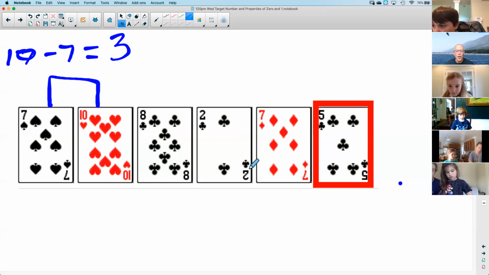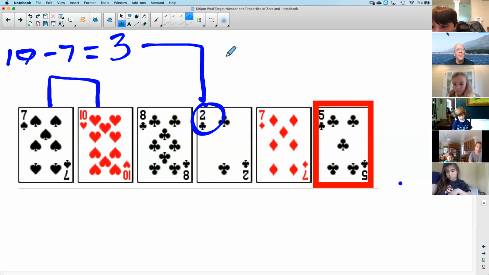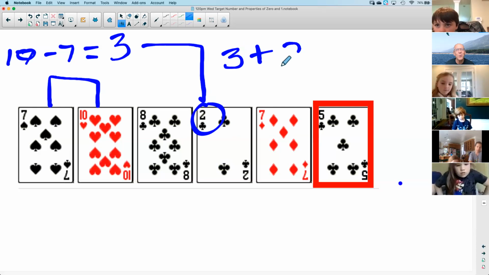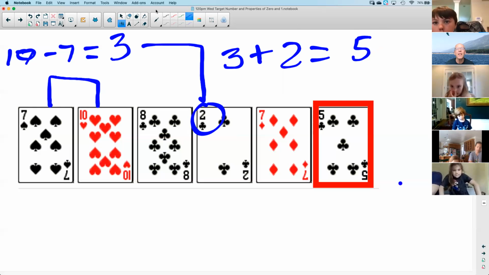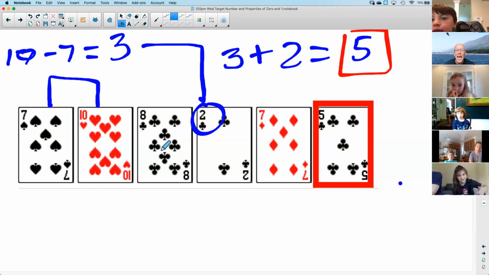That's the only one I have. Okay, well, remember, we need to get to 5. Do you see a 2 here, Cam? Oh, yeah. Cam, what if we add 3 plus 2? What do we get? 5. But wait a minute. Don't get too excited yet, Cam. We have to get rid of the 8 and the 7. Can we do it? Let's do it. I think we can.